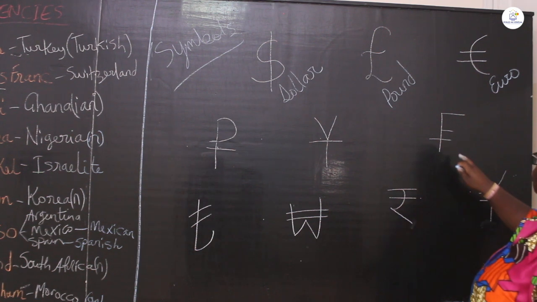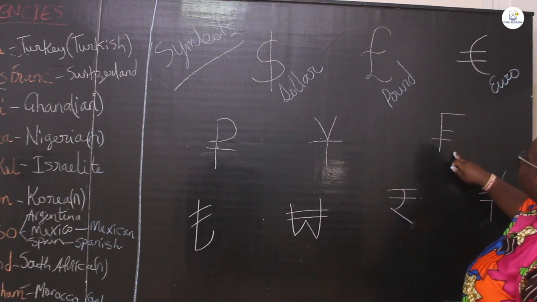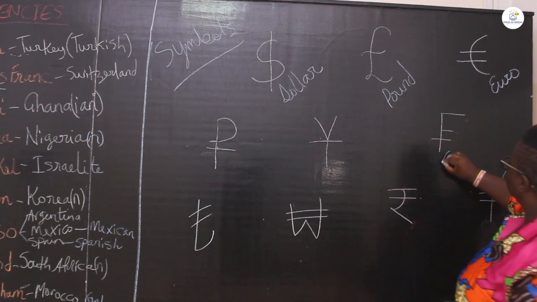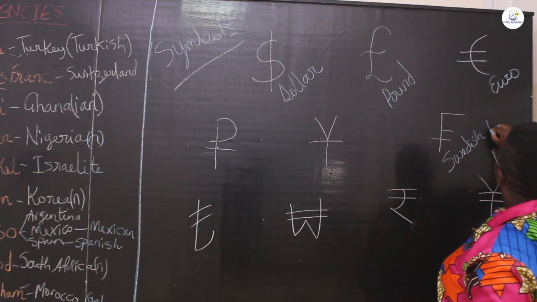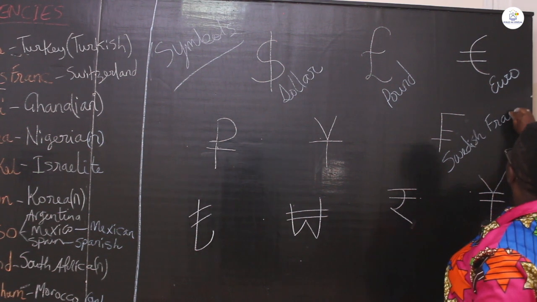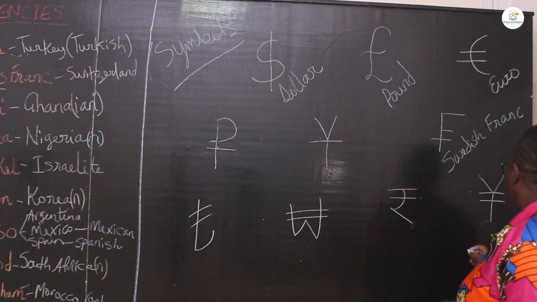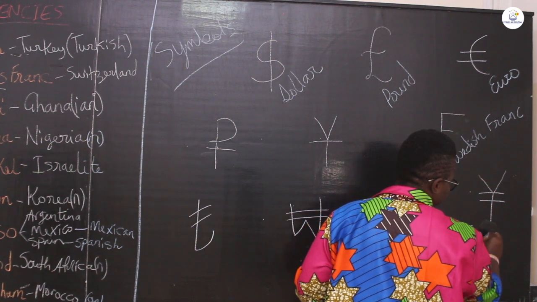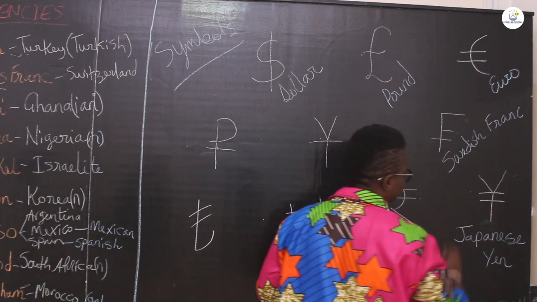Okay, this becomes the Swedish franc. Be careful with the sign. You see, it's a big F, one big line, there's a medium, and then the other line, it's the Swedish franc. Okay, the Swedish franc. What about this one? What would that be? This is the Japanese yen.